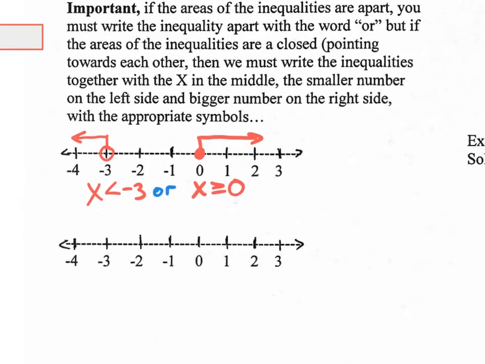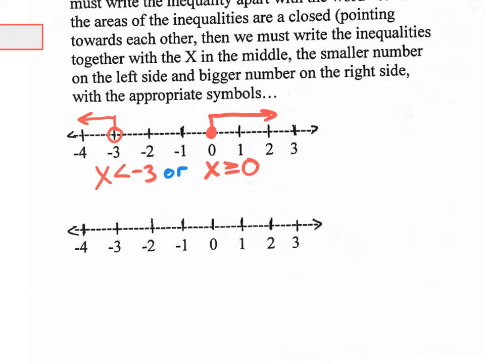Now, let's do a different example where the areas are together. So let's put a solid dot at -2. Let's put an open dot at 3. So this is like a type of question that you might see on the quiz or test where I give you the graph and I tell you, write down the compound inequality that's represented with this graph.